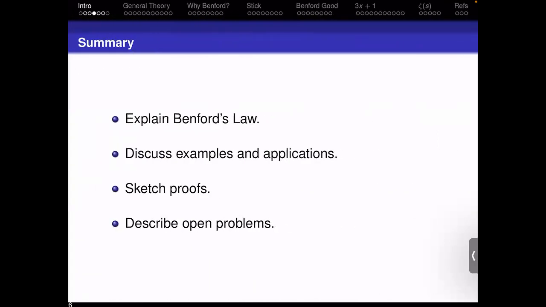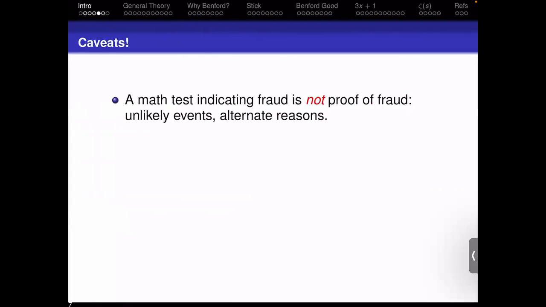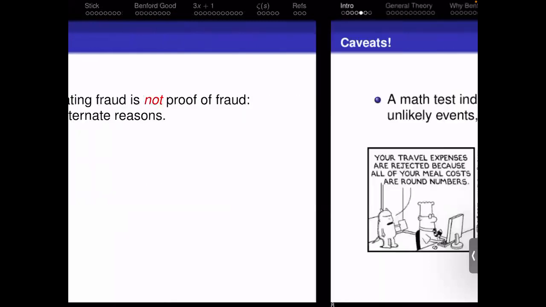All right. So today I want to basically explain Benford's law, give some examples, sketch the proof, and describe some open problems that my students will be looking at. And then it's important to note that a test that indicates fraud might have happened is not proof that fraud happened. There can be unlikely events and alternative reasons.